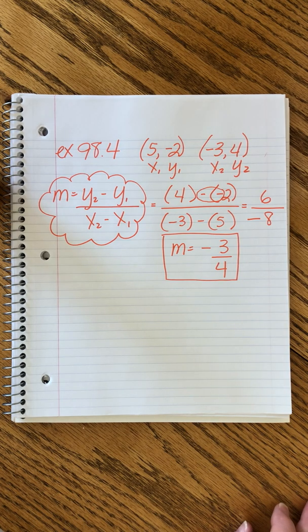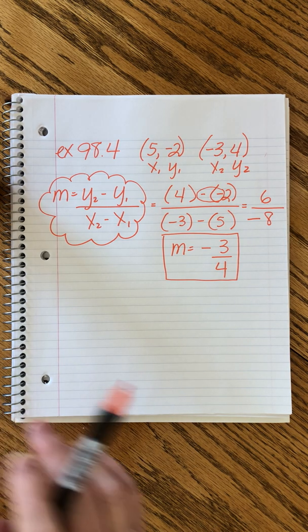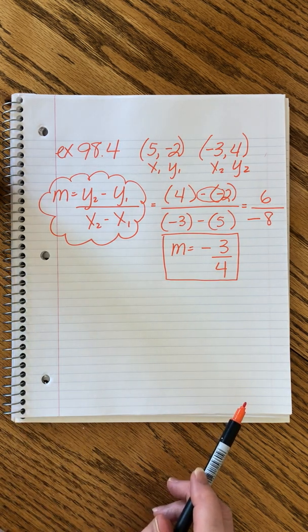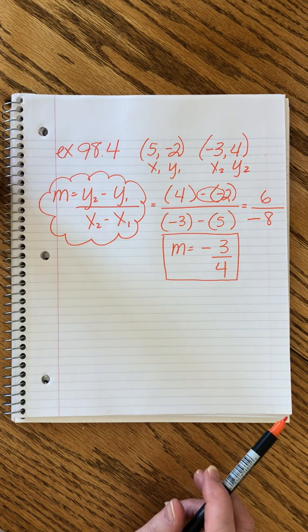All right, that is the end of lesson 98. We talked about Pythagorean theorem and slope formula and how later they will come together to make a beautiful thing called the distance formula. Yay!